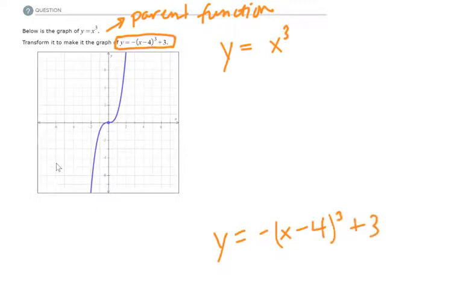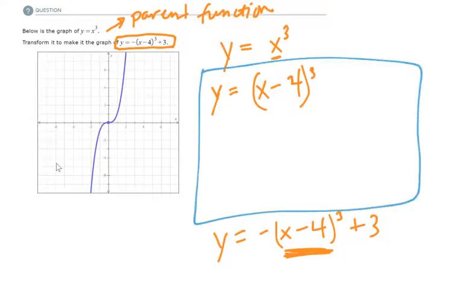And what transformations are being applied to the parent function? So the first thing I want us to notice is that in the original parent function, the only thing that was cubed was an x. But now in the bottom, we have (x minus 4) to the third power. So I'm going to make intermediate steps to show this. I'm going to box in blue our intermediate steps.